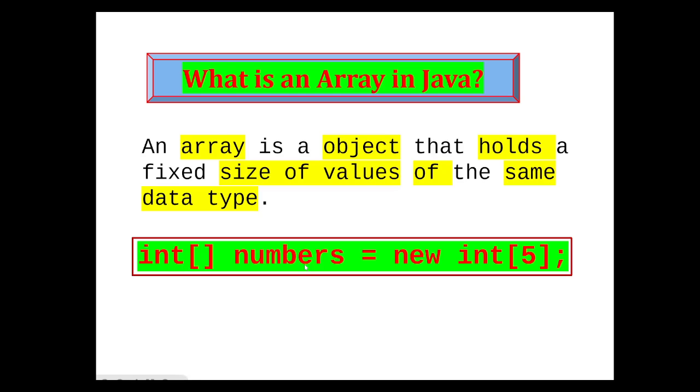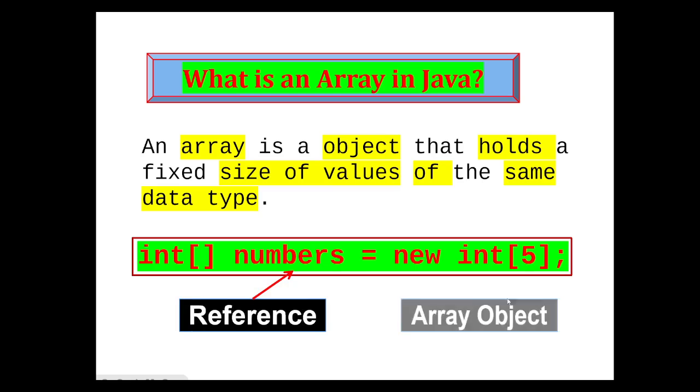numbers is a reference variable, and new is a keyword which we can use to create an object in Java, and int[5] means it will contain 5 integer values, and 5 is the length or size of the array. Now here numbers is a reference, and these are the integer values. It will contain 5 integer values and we call it an array object. So this is the definition of an array in Java.